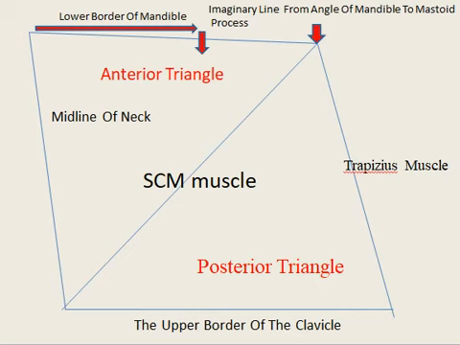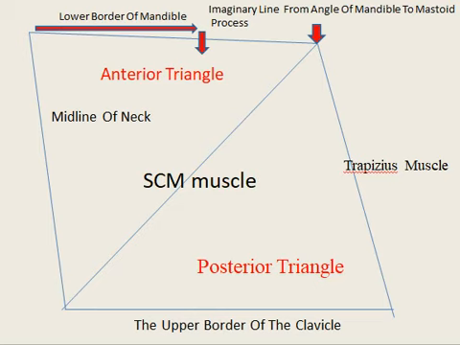As I have already told, the neck is quadrilateral in outline, and this space is subdivided into two large triangles by the sternocleidomastoid muscle. The two large triangles are the anterior triangle and the posterior triangle. The anterior triangle is reverse cone shaped with the base lying towards the lower border of the mandible and apex at the clavicle. The posterior triangle has its base towards the clavicle and apex towards the mastoid process.